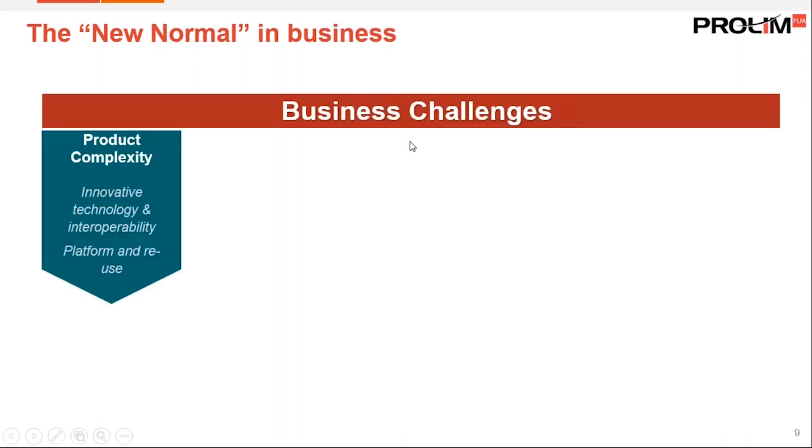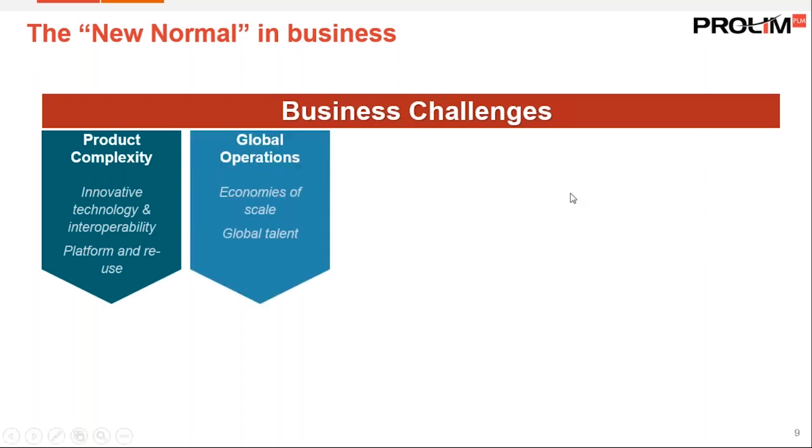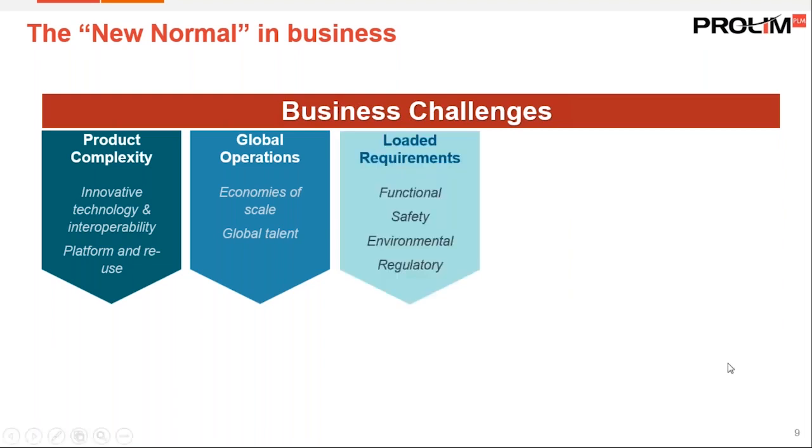Now we'll understand what all challenges the businesses are facing in today's scenario. The products are becoming complex day by day. Now we have global operations, design anywhere, manufacture anywhere. And the requirements are increasing day by day. Those requirements could be on the functional side because the customer is demanding, or the safety side, environmental side, or regulatory side.